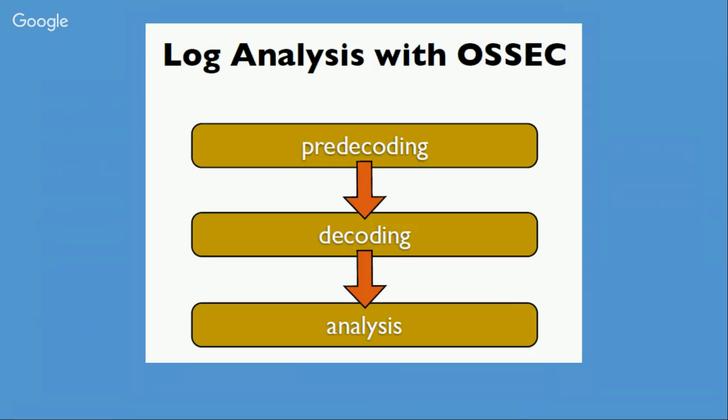So the log analysis is done by pre-decoding, decoding, and then the analysis. The pre-decoding comes from your client or your agent in this case. It's decoded and sent out to the server, and then the server analyzes the log for any rules broken or any alerts that it may see in it.